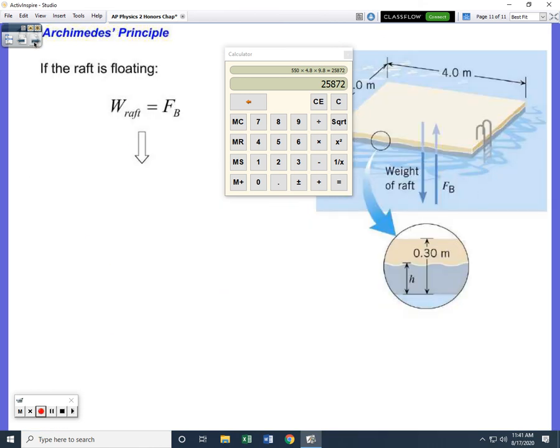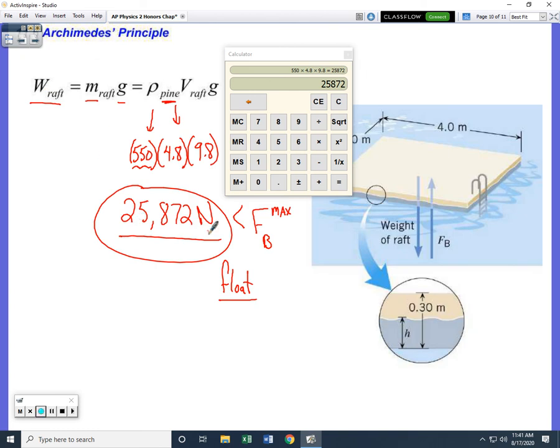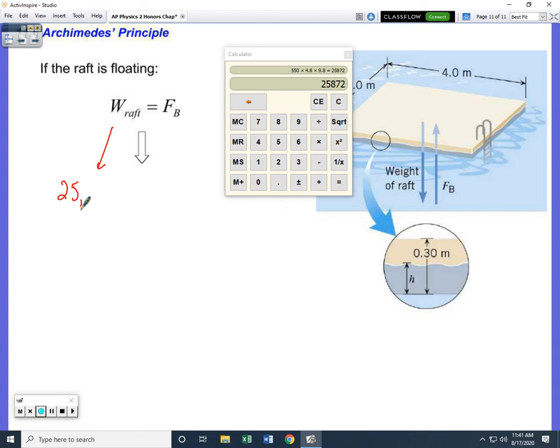So now my last step is, how do I figure out how much of it is actually in the water? So we know the weight of the raft. We actually have that value, this 25,872. And then for our buoyant force over here, this is going to be the density of the fluid. So this is going to be the density of the water. And that's going to be the volume of the raft that's actually in the water. So this is going to be the volume of the displaced water, and then multiply by gravity.